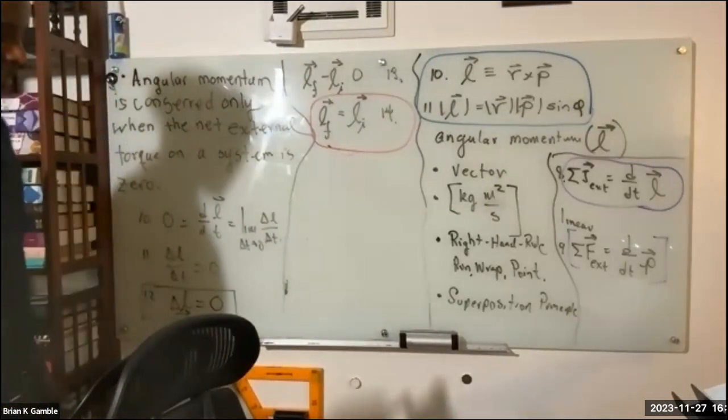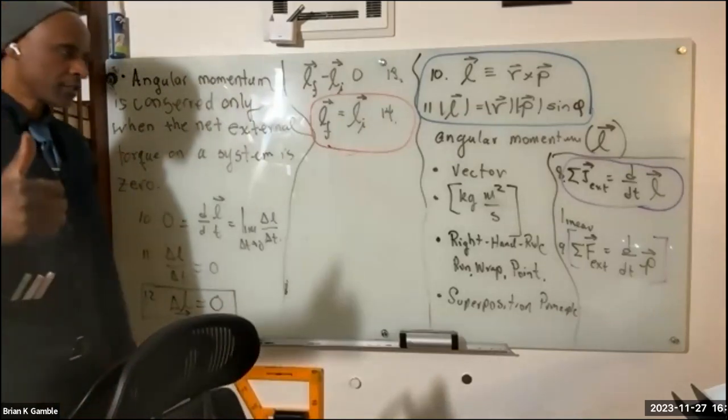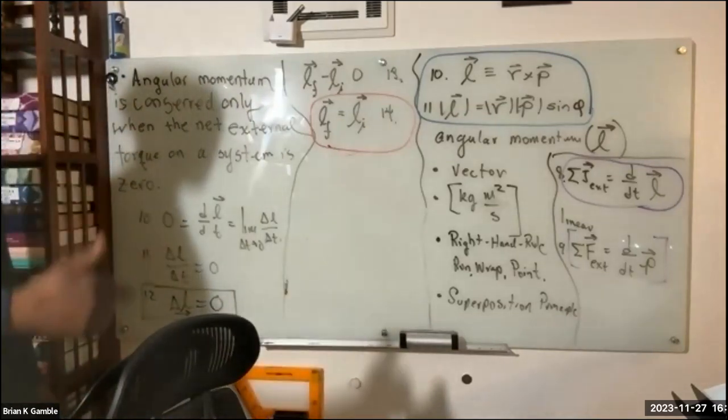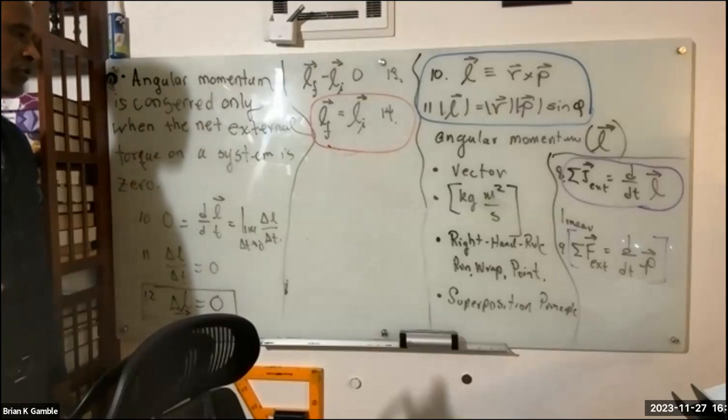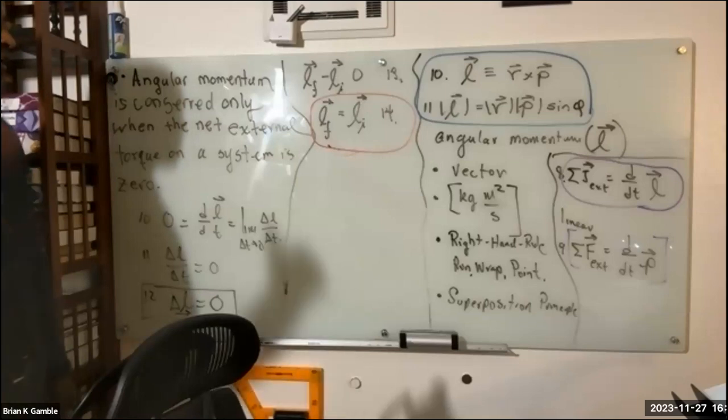So when is energy conserved? Only when conservative forces do work on the system. When is linear momentum conserved? When the net external force on the system is 0. When is angular momentum conserved? When the net external torque on the system is 0.